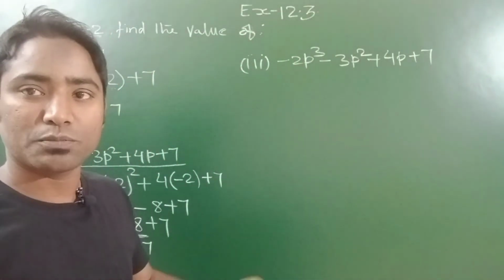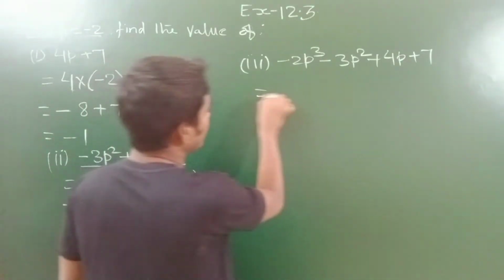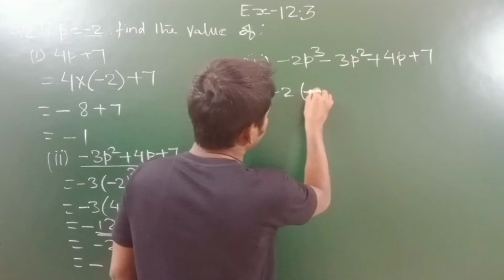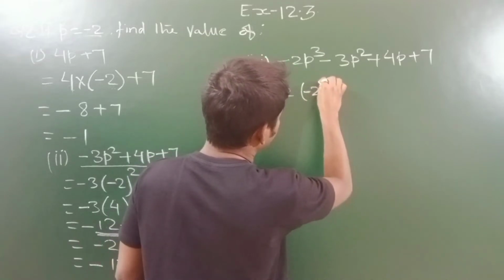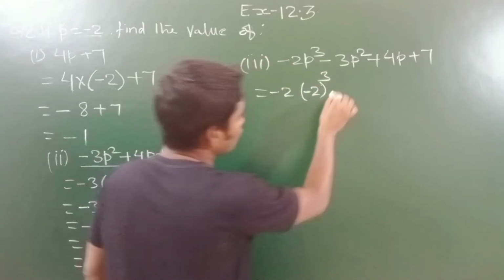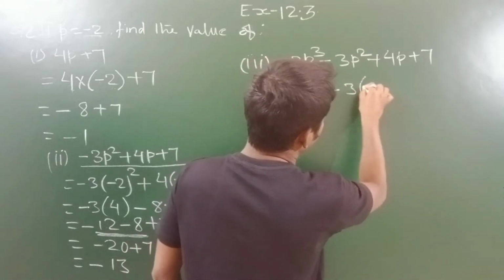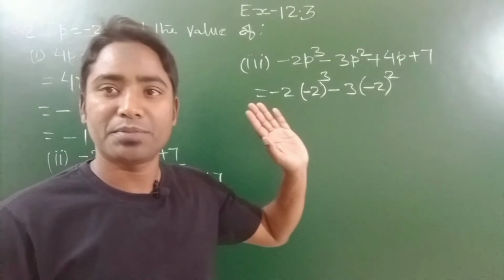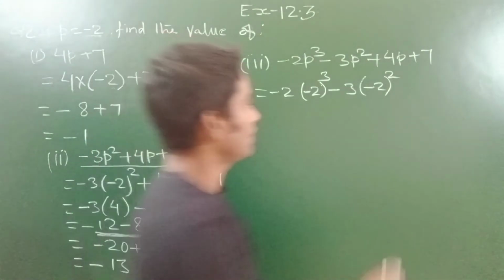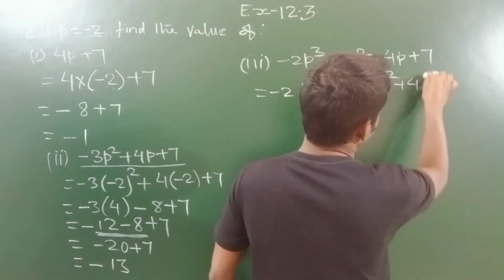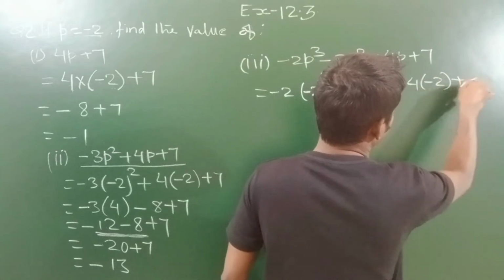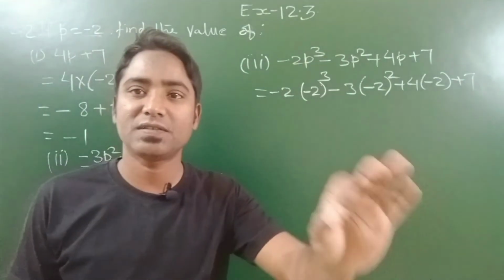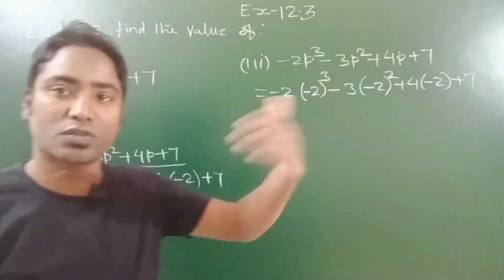So let us put p is equal to minus 2 here, followed by the equal to sign, students. Minus 2 as it is, then put the value of p, that is minus 2 whole raised to power cube, minus 3 into minus 2 whole raised to power 2. I am just putting the value of p, students, nothing else. Then plus 4 into p is equal to minus 2, plus 7 as it is. Now we will focus on the solution.